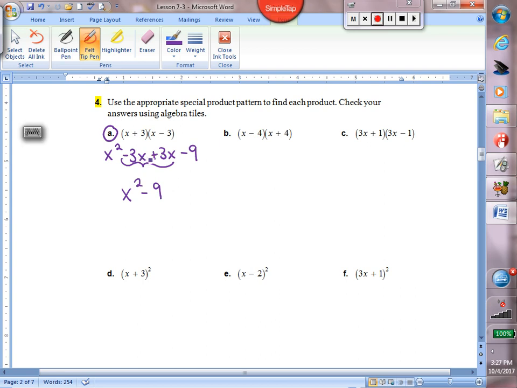So the two middle terms, we ended up with opposites. We had a negative 3x and a positive 3x, so they equaled 0. We were left with x squared minus 9.